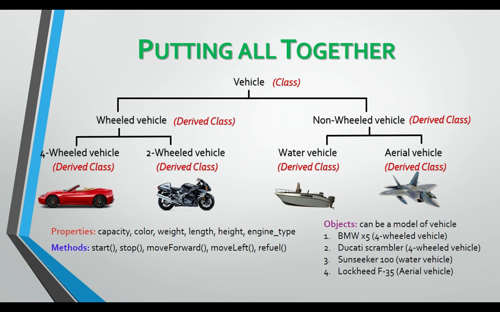Let's say, for example, for four-wheeled vehicle, we can create an object BMW X5. Or for a two-wheeled vehicle, we can create Ducati Scrambler. And from water vehicle, we can create an object Sunseeker 1000. And from aerial vehicle, we can create an object called Lockheed F-35. So that's how classes and objects are related with each other.